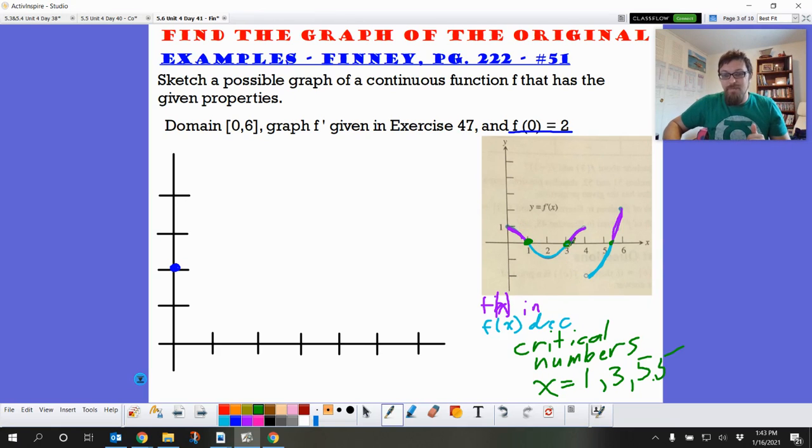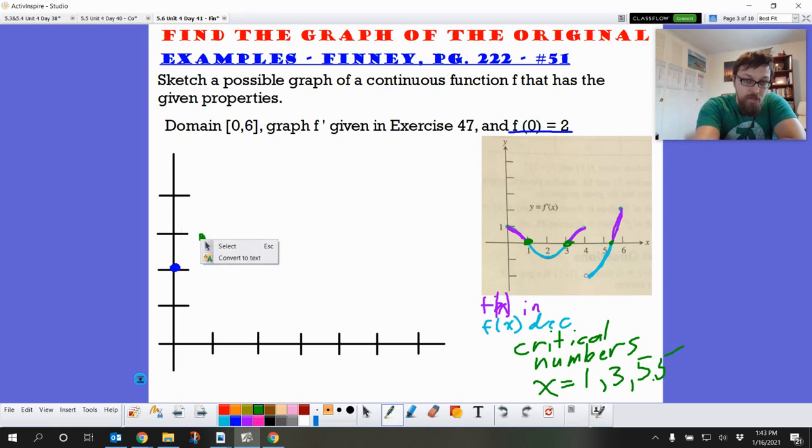That's going to be a maximum. We'll have a minimum right here. And then this one is going to be another minimum. So I know I should have a high point after at 1. So all I'm going to do is I'm just going to go up. I don't know exactly how high it's going to go. It could be here, it could be here, it could be there. We don't really know. So you just kind of pick one.